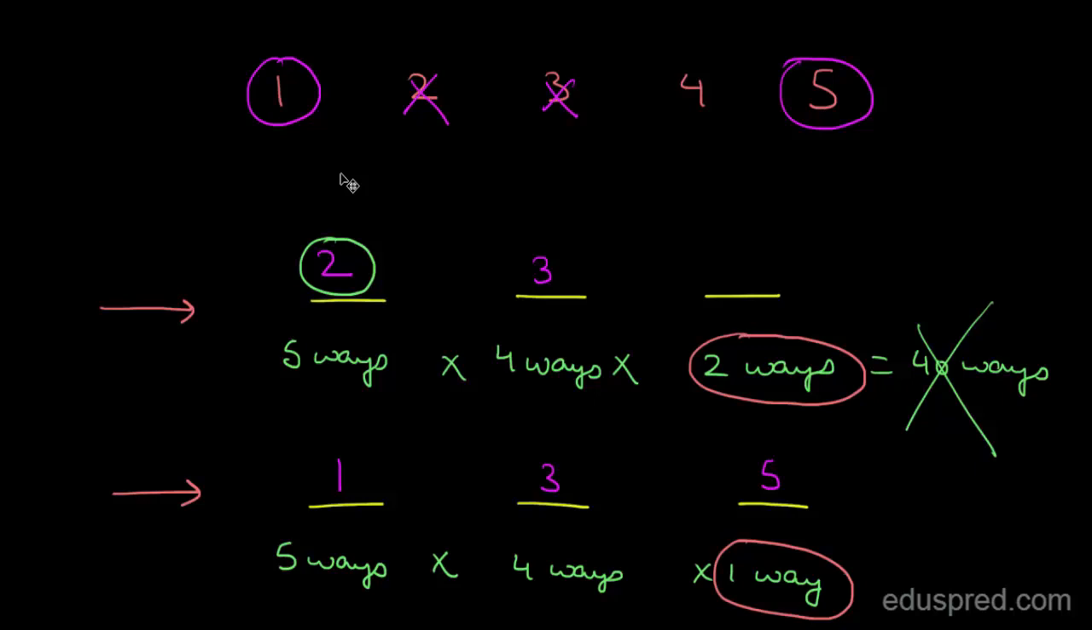And that is the reason we cannot start with the first slot or the hundreds place when we are given the condition that our 3-digit number should be odd. So this is all for part A. Let's proceed to part B.